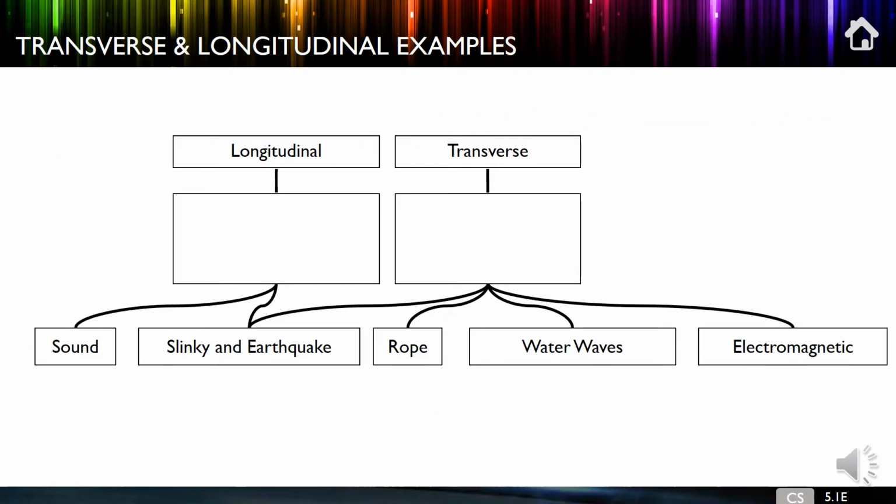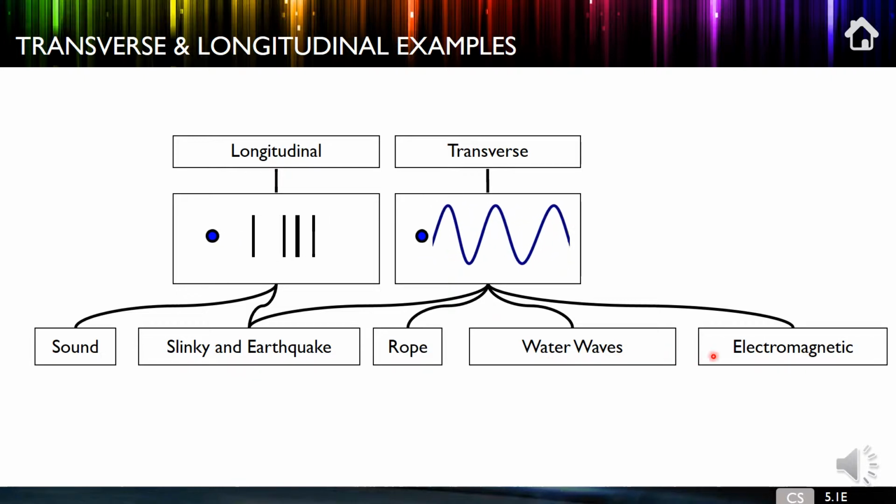Here we've got some examples of the two types. So sound is a key example of a longitudinal wave. A slinky can also be made to model this. Earthquakes have both kinds, which we'll see in another video, primary and secondary. A rope, you can flick it up, and that's pretty much what that looks like.